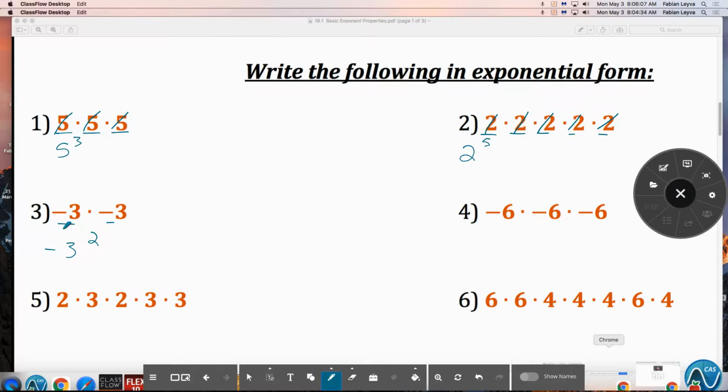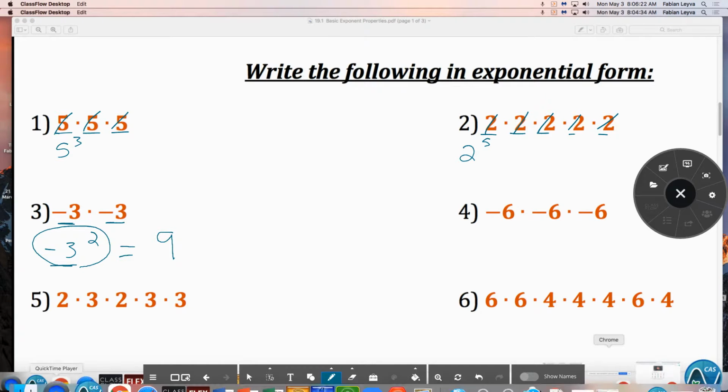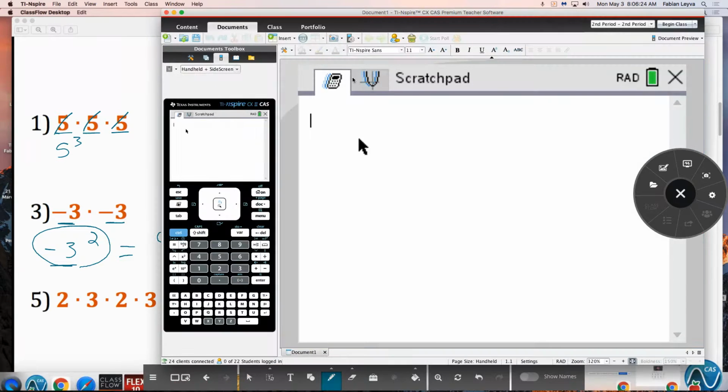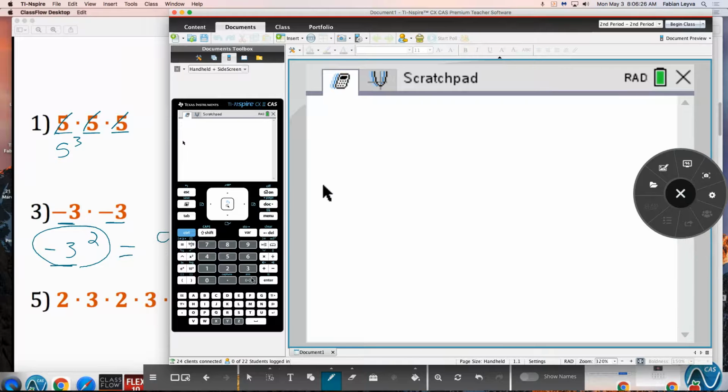If I take -3 times -3, I rewrote it as (-3) squared. If I were to type this into the calculator exactly the way it shows up, what do you think it'd be equal to? 9? Okay, now let's go ahead and do this, because there's something that always happens that a lot of students get wrong on multiple tests. Even my Algebra 2 students do this consistently.